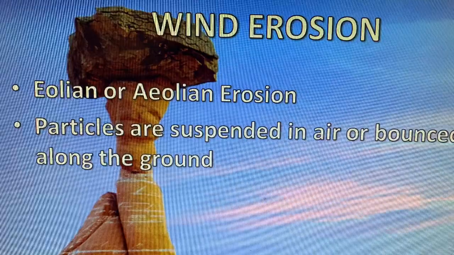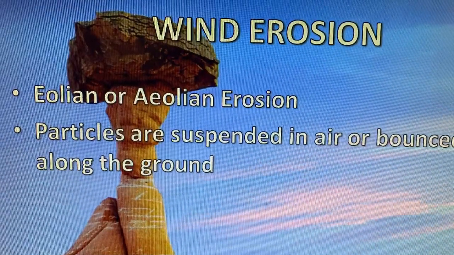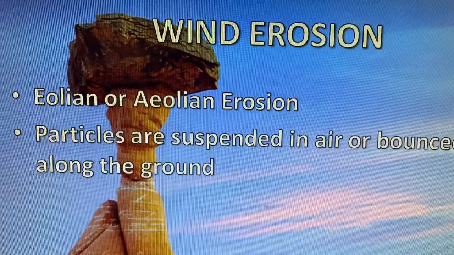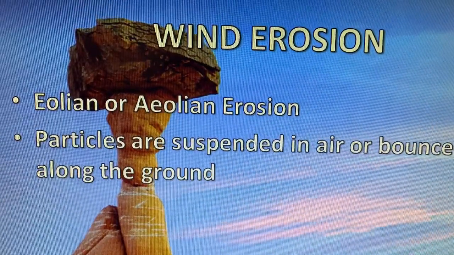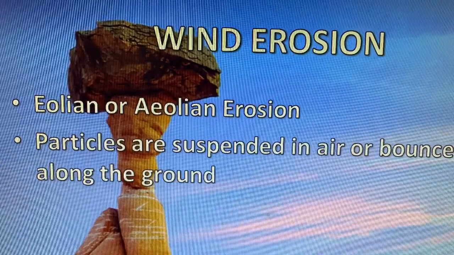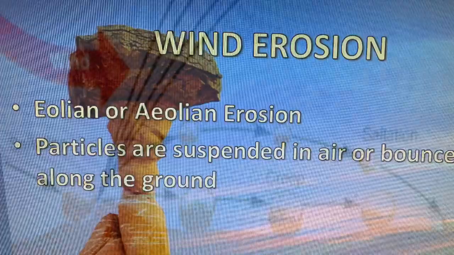All right, so when we're talking about wind erosion, sometimes you'll see it referred to as aeolian erosion. They mean the same thing. They're just different terms, more professional terms. So what are we actually talking about? Well, when we talk about wind erosion, we're talking about particles, sediments, getting moved by the driving force of wind. Now, these particles could either be suspended in the air or bounced along the ground.